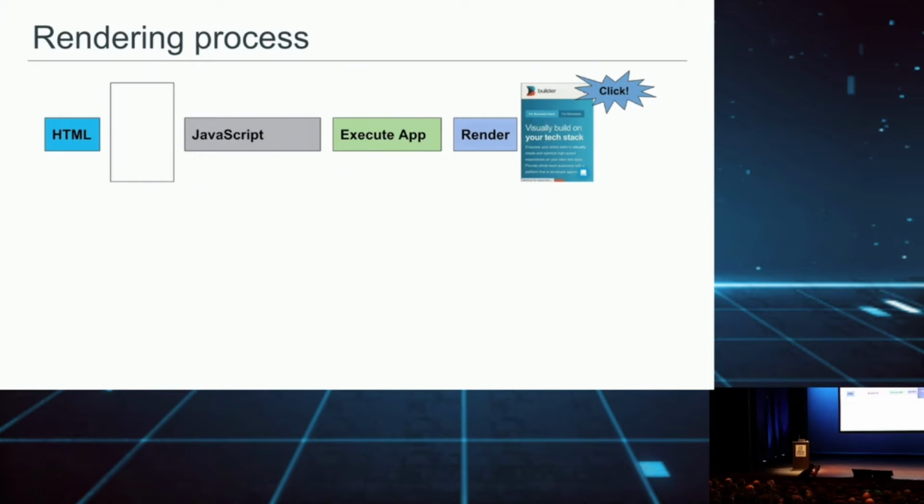Then the JavaScript appears, we download the JavaScript, and we execute this JavaScript. So finally, we can render the application, and then we can click on our application. The problem here is that we have to download the JavaScript before executing the app and finally clicking into our application. Another big problem, if we have an e-commerce or a public website, is this blank page here. So how can we solve this problem? Some developers thought about this problem and decided that we can solve this particular problem with server-side rendering.